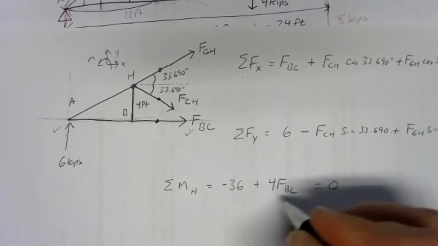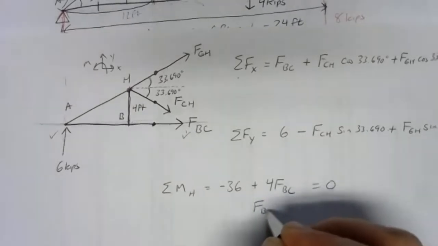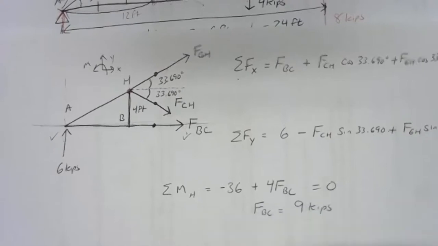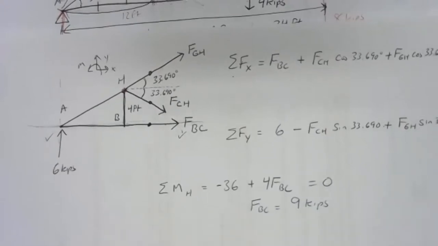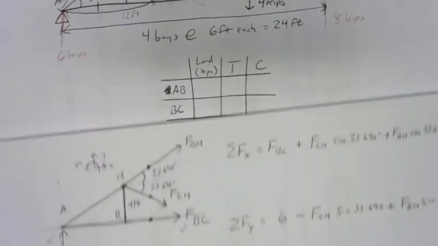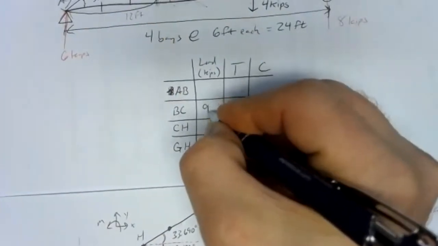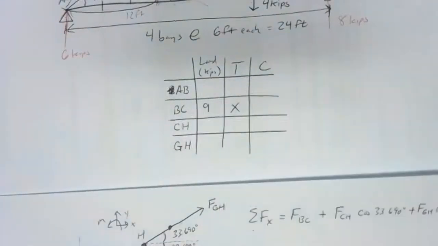And we get that FBC is a positive 9 kips. We add 36 to both sides, divide by 4, we get 9 kips. So member BC carries 9 kips, and because it came out positive, we know it's in tension. So we can go to our table here and fill in for member BC 9 kips in tension.